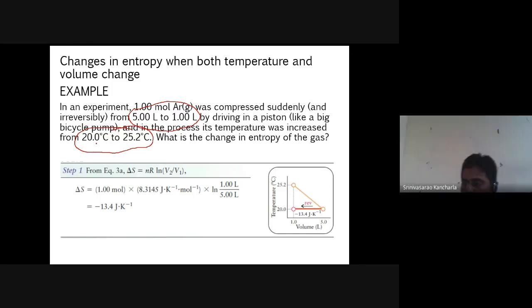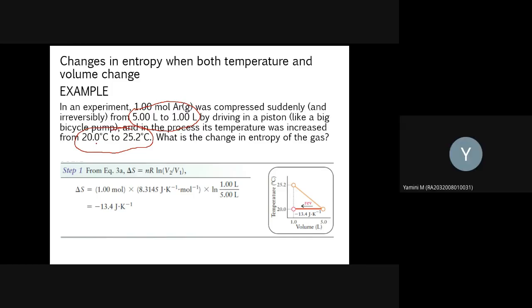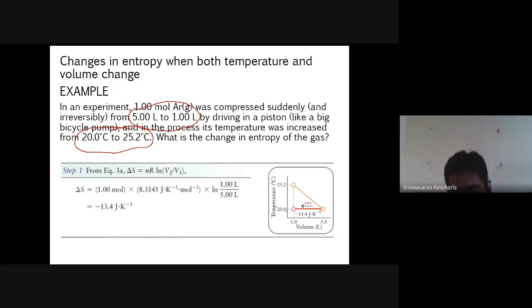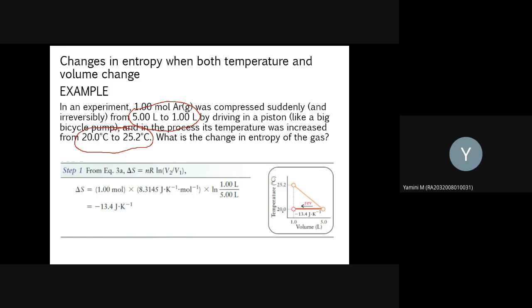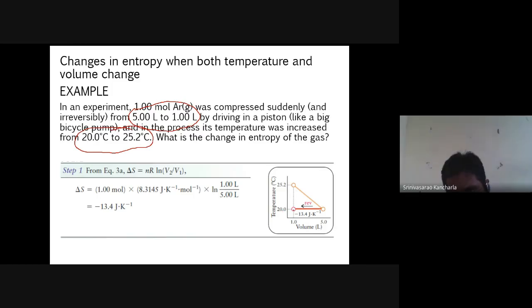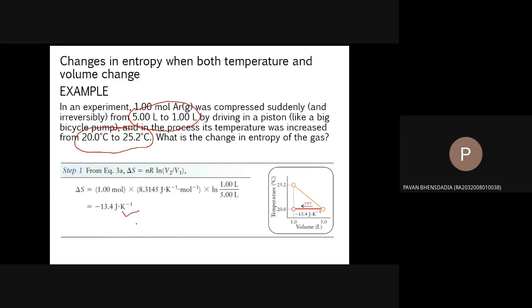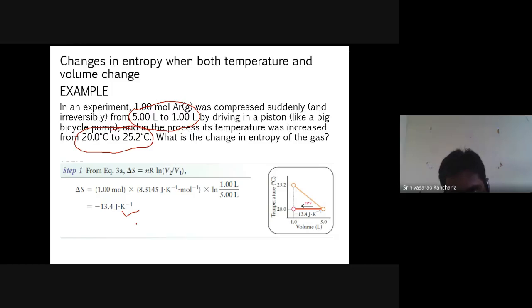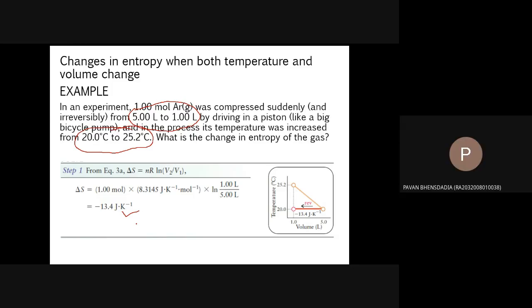Sir, what is the thread point in the graph? Which point? This one. This is temperature. I understand that straight line equation, but what is this horizontal line, that red color line? They are indicating that this one is delta S. Sir, it's decrease in volume. From decreasing volume, we are getting that, right? From 5 to 1. The entropy should be negative.